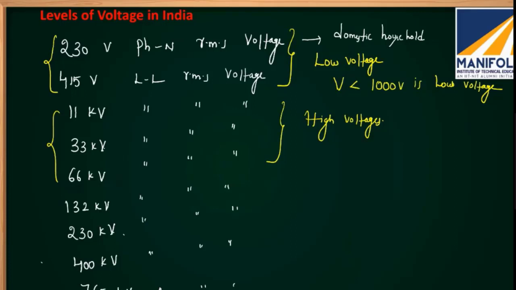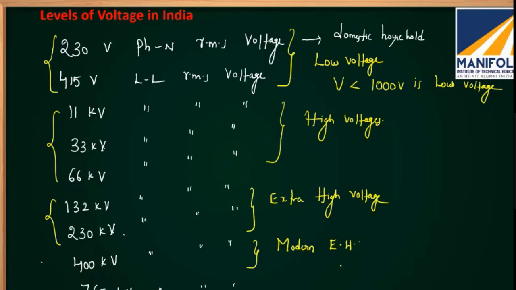Okay. These voltages are called extra high voltages. Extra high voltage levels. Whereas 400 kV level is called modern extra high voltage. And 765 kV and above are called ultra high voltages.